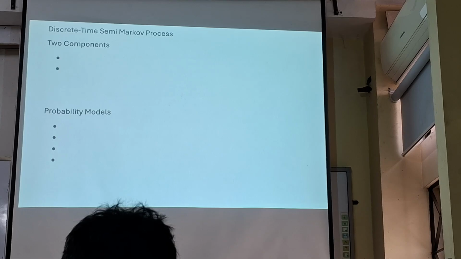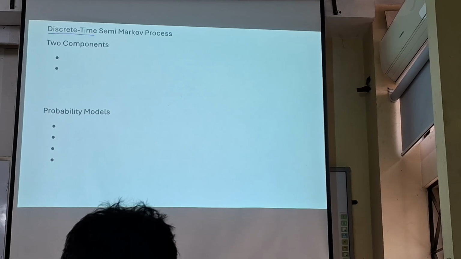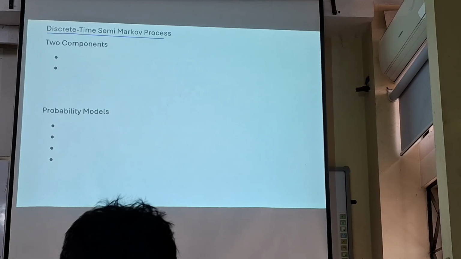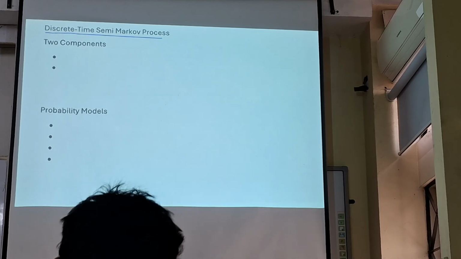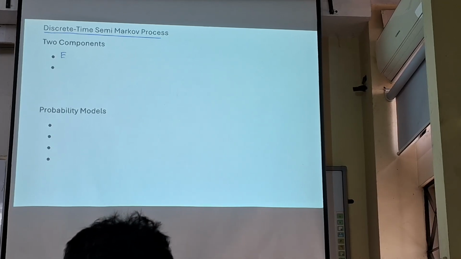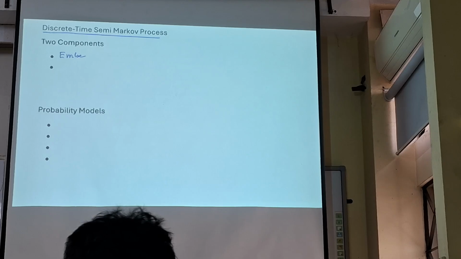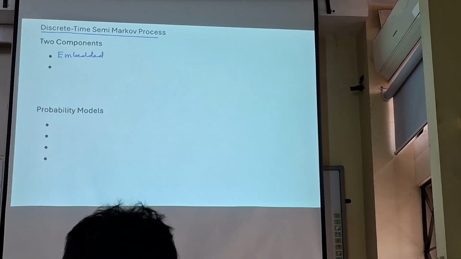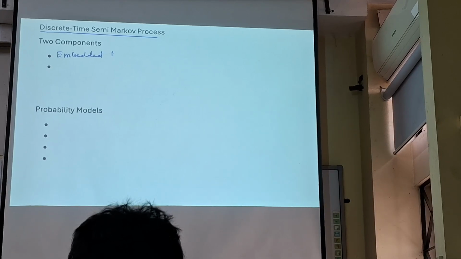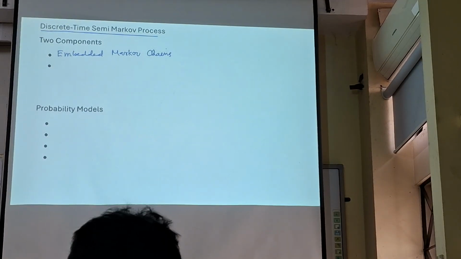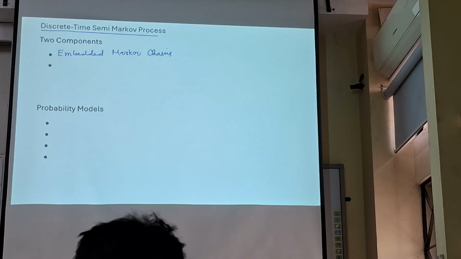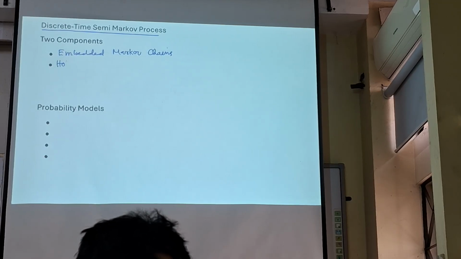Now, for the discrete-time semi-Markov process, we are focusing on two important components of the process. One is the embedded Markov chain that is associated with the Markov process, and we will also discuss this embedded Markov chain, as in the last class. Another one is the holding time of the process.